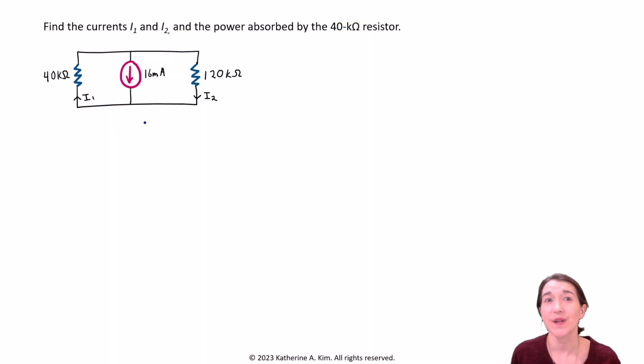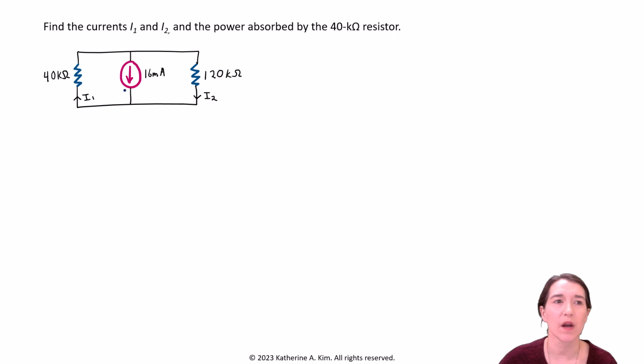I'm Professor Kim, and we are doing another practice problem, and this one has to do with resistors and current dividers, and this is in Irwin, the 12th edition, E2.12. So here's our problem. Let's start with reading the problem and looking at the circuit. Find currents I1 and I2 and the power absorbed by the 40 kilo ohm resistor.